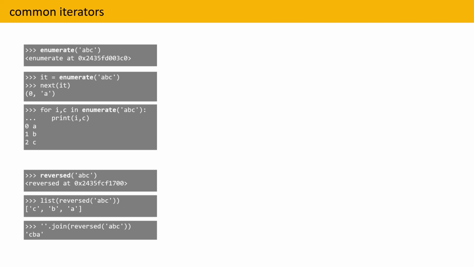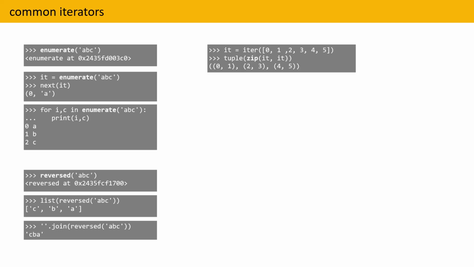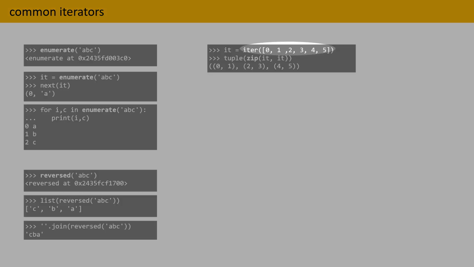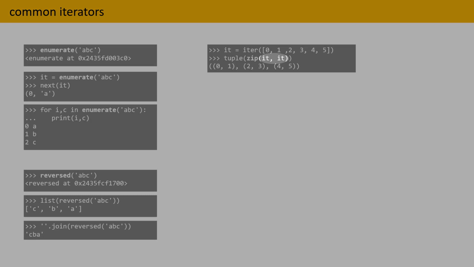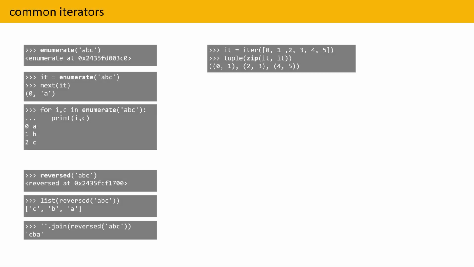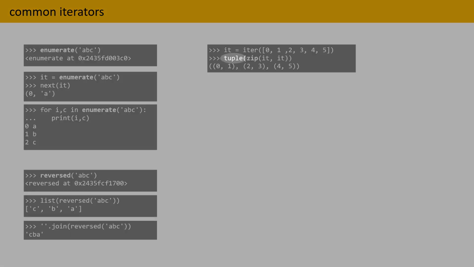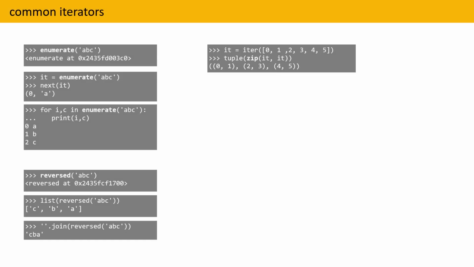Enumerate and reversed accept only a single iterable as parameter. The zip function, on the other hand, accepts multiple iterables, which allows for some neat tricks. Here we create an iterator over a list of numbers and pass this iterator twice to zip to convert the list of numbers to a sequence of paired numbers. Zip itself returns an iterator, and here we use the tuple function instead of the list function to materialize the iterator as a tuple.